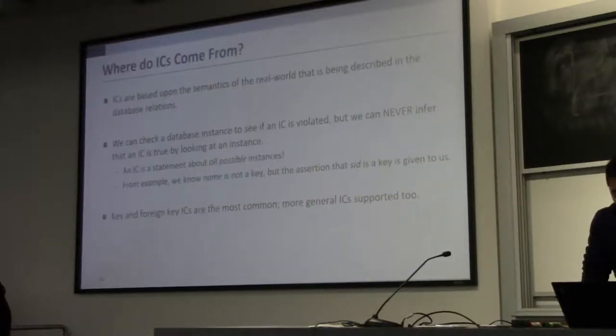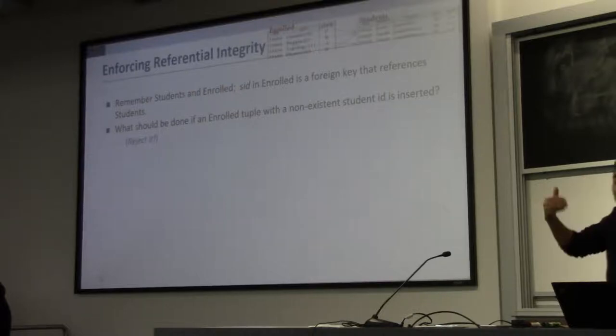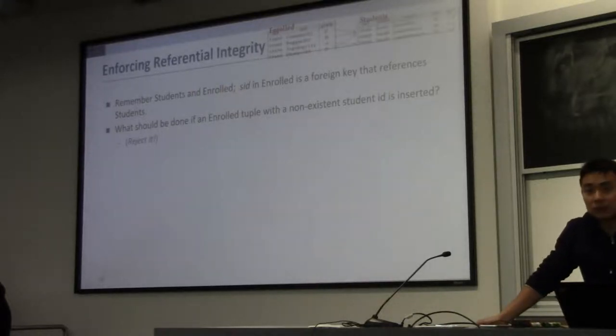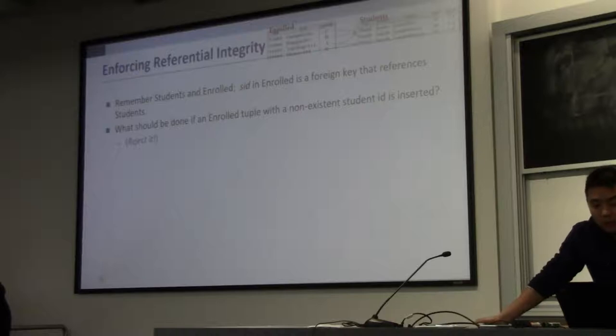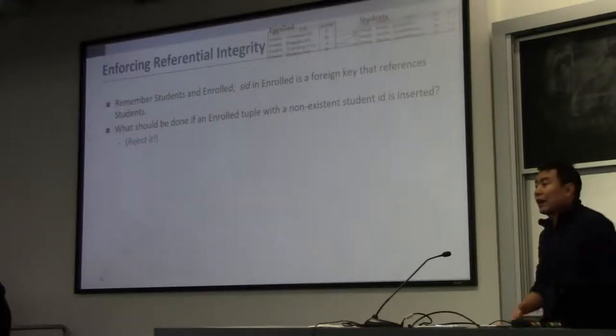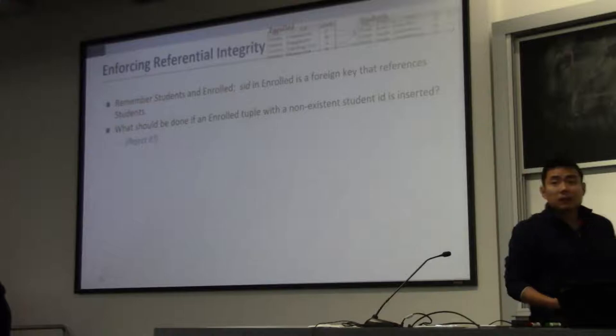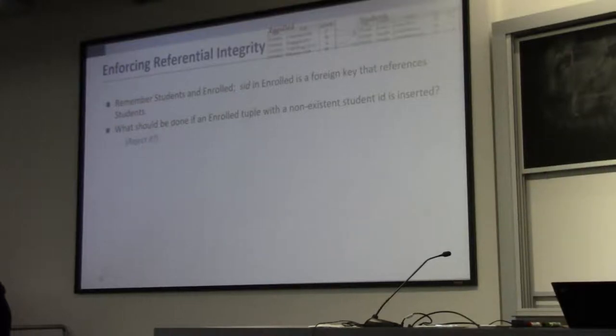All right, so how do we enforce this referential integrity? Well, to give you one specific example, what should be done if an enrolled tuple with a non-existent student ID is inserted? The natural response is to reject that.